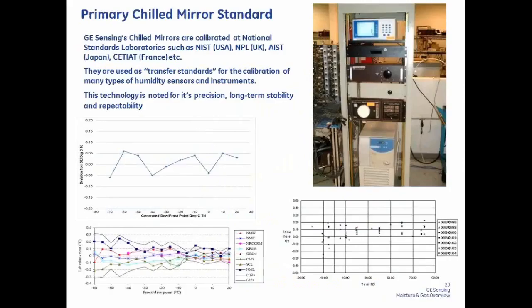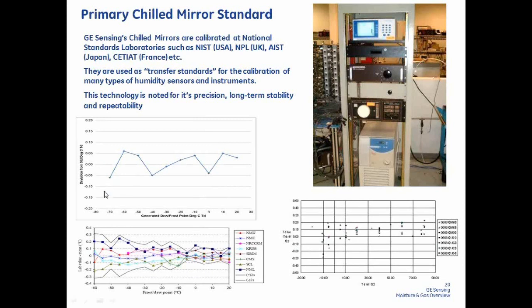Chilled mirrors are routinely used as primary standards for many labs. There's good interchangeability between the national labs of any country. So you can, for example, send a chilled mirror to NIST and have it calibrated there and use it as a transfer standard. The graphs here show just some data.